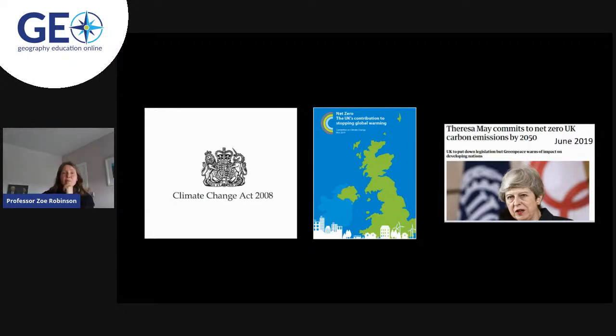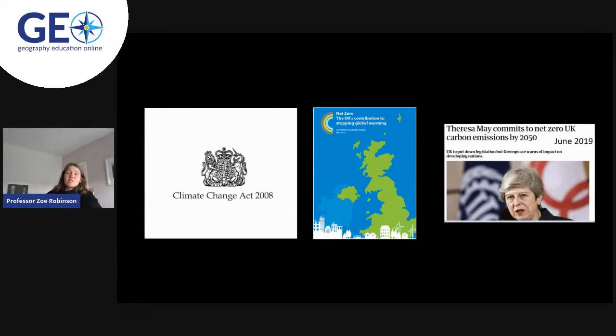However, in the wake of the special report on 1.5 degrees C, further work has been done, and the report in the middle is a report from the Committee on Climate Change, which advises the UK government on its pathway to carbon reduction. They produced this report, called Net Zero, the UK's contribution to stopping global warming. In that report, they stated that it was feasible and desirable to aim for net zero emissions. That basically means that we need to reduce all of our emissions, and what emissions we can't reduce, we need to remove or offset in another way.